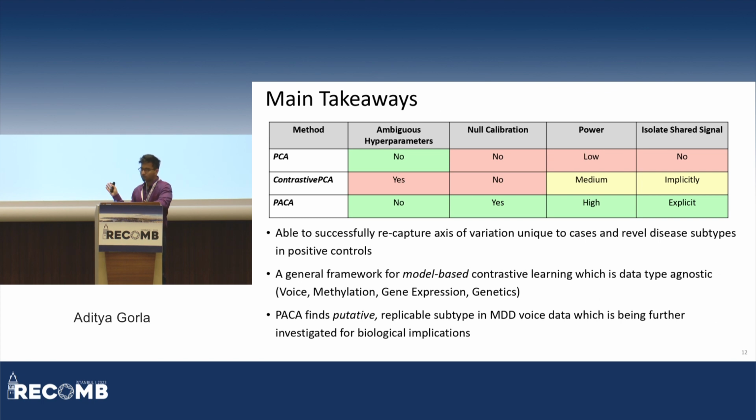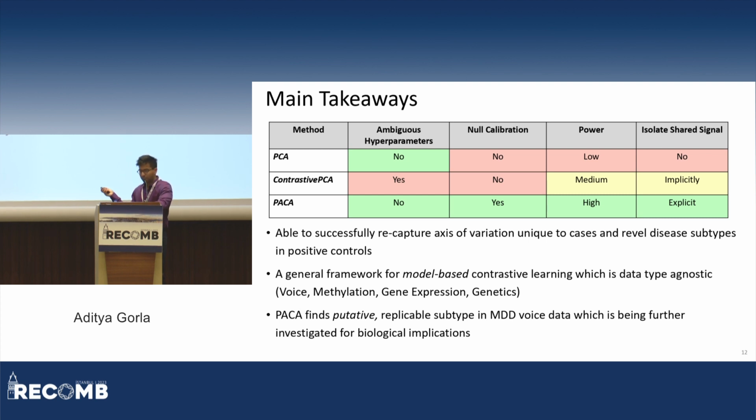So, in summary, PACA is a novel contrastive subtyping approach, which, unlike existing methods, doesn't need hyperparameter tuning, is calibrated, and well-powered for biological data subtyping. We were also able to successfully recapture axes of variation unique to cases and reveal disease subtypes in positive controls. And it's a general framework for model-based contrastive learning, which is data type agnostic.